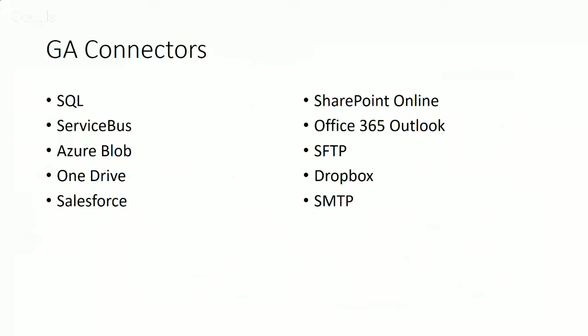Along with the general availability of Logic Apps, there are a number of connectors that are also being marked as generally available. Connectors are constantly being released, and they'll first go into a preview mode, and then in waves they'll come out and be declared as GA, meeting their SLA requirements and all of the internal engineering requirements. The first set of connectors marked GA are SQL, Service Bus, Azure Blob, OneDrive, Salesforce, SharePoint Online, Office 365 Outlook, SFTP, Dropbox, and SMTP.